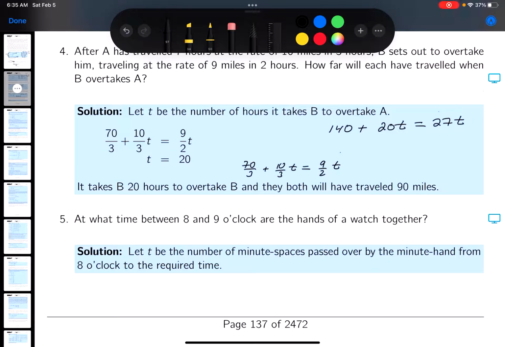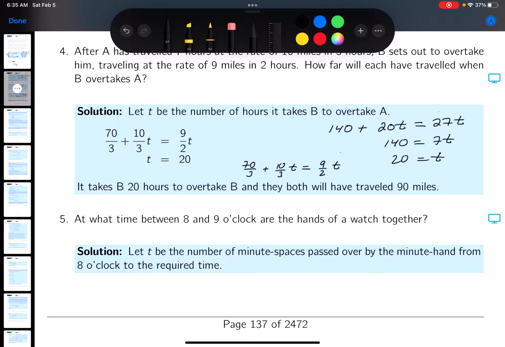All right? Now what I'm going to do is subtract 20T from both sides. What do you get? 140 equals, whoops, I went too fast there. 27T take away 20T is going to be 7T. Well, T is 20. That's pretty simple.